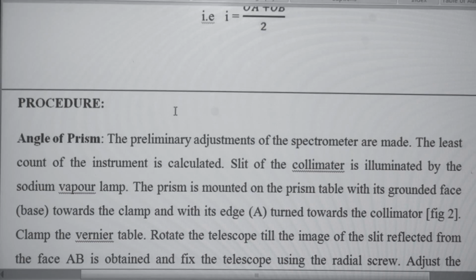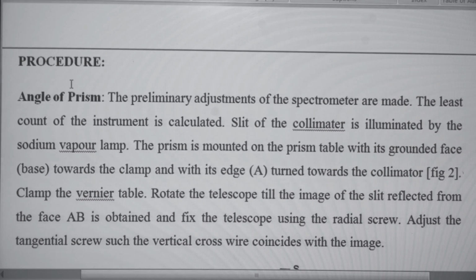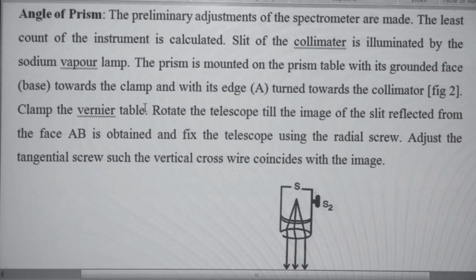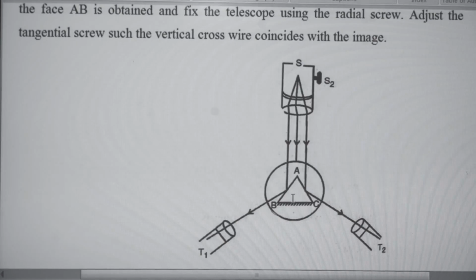Now coming to the procedure part, first we want to find the angle of the prism. Now for that, the prism is placed on the prism table. The light coming from the collimator is allowed to fall on both the two faces of the prism. For that, the edge of the prism is placed towards the collimator. Then the light is reflected from the face AC. Similarly, light is reflected from the face AB. Now moving the telescope, we are observing the light reflected from the face AC first.